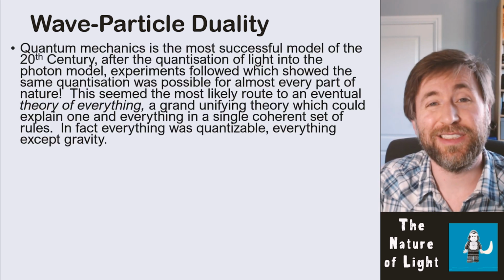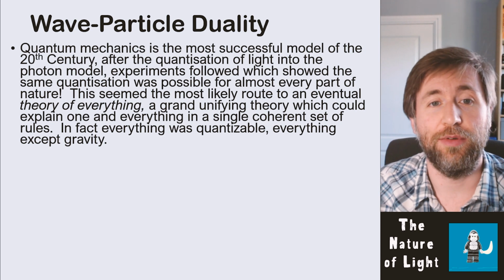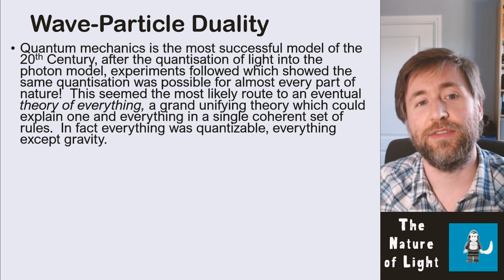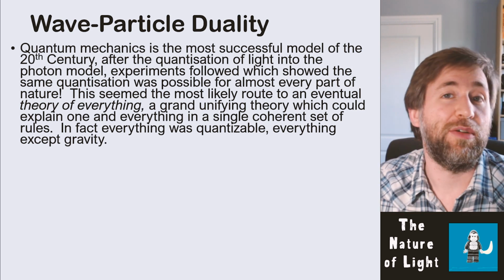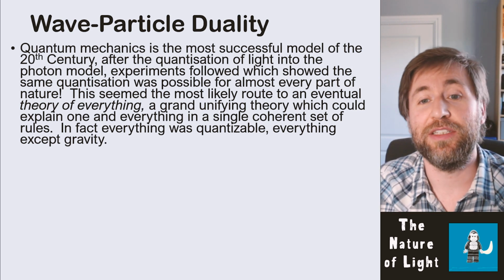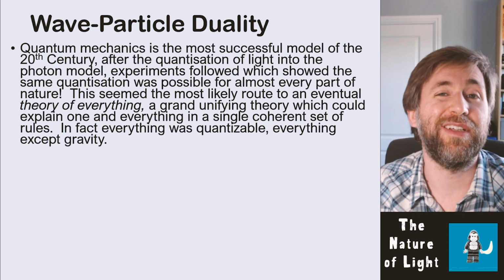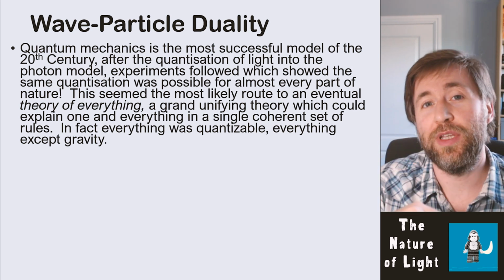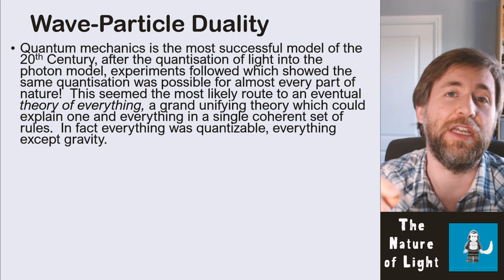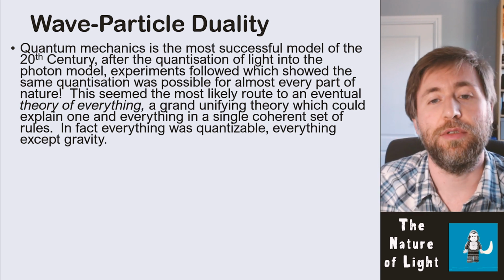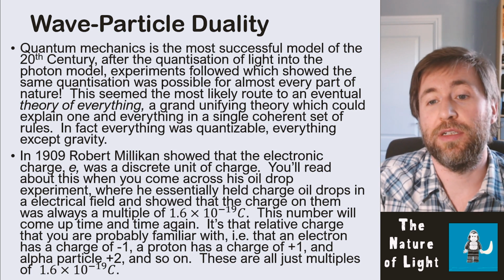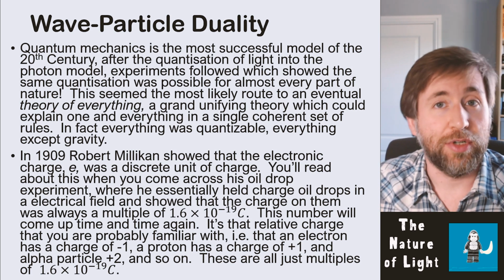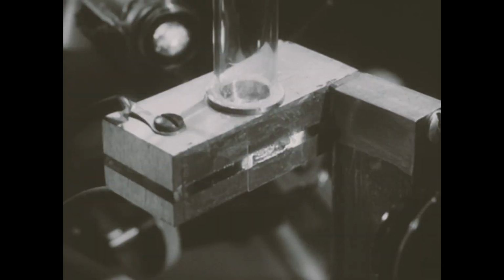So quantum mechanics is an incredibly successful model which started from this. It was the most successful model of the 20th century, and loads and loads of things really were explained by quantum mechanics. The idea that we can actually quantize just about anything. We can work out a small unit of energy, a quantum of energy, the fundamental unit of energy. Things like charge started to be quantized. So Robert Millikan worked out that electronic charge could be quantized.